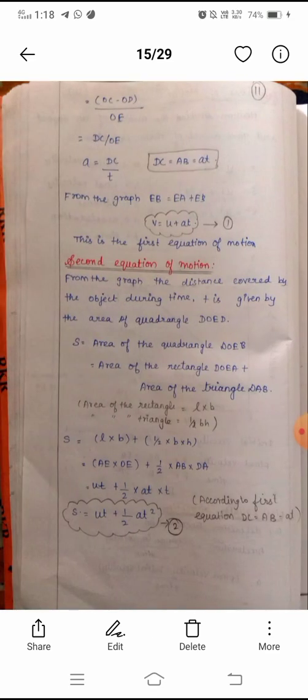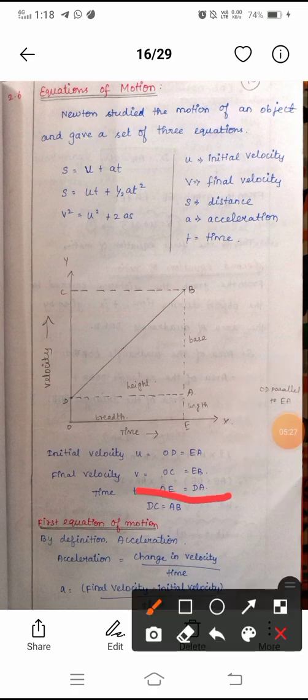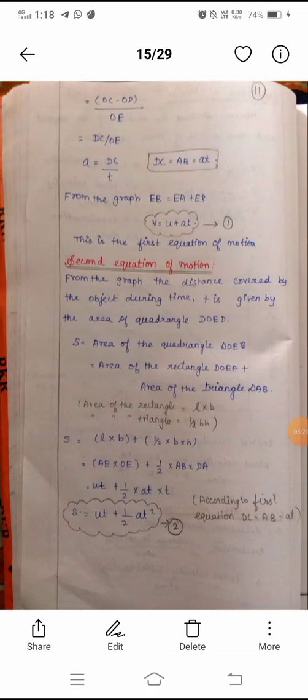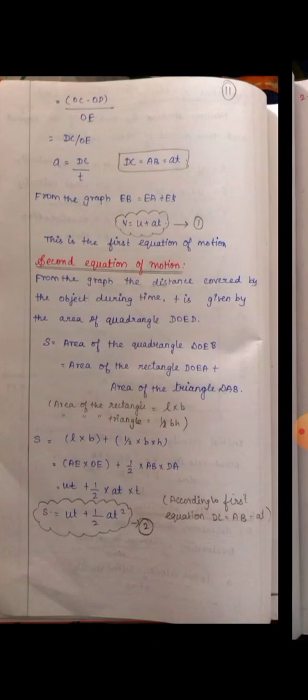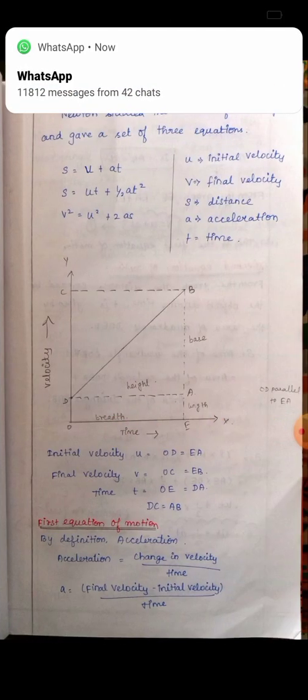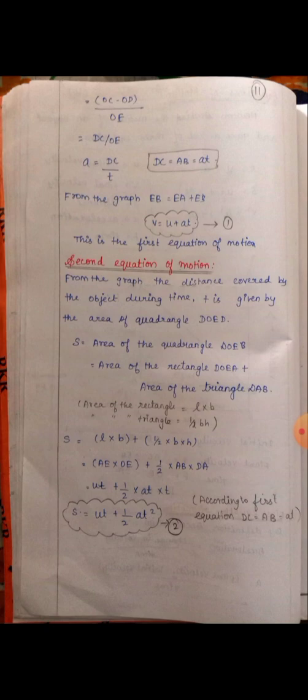Now what is the final velocity v? The final velocity is OC, which is equal to EB. So we are writing OC. Next is minus the initial velocity. What is the initial velocity? u is equal to OD. So OC minus OD by the time taken. What is the time? OE is the time. So we write OC minus OD by OE.